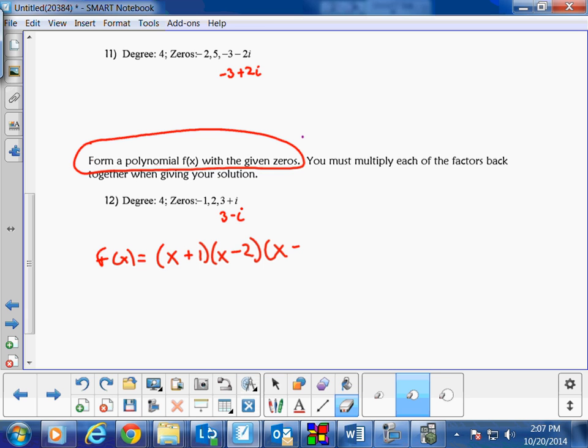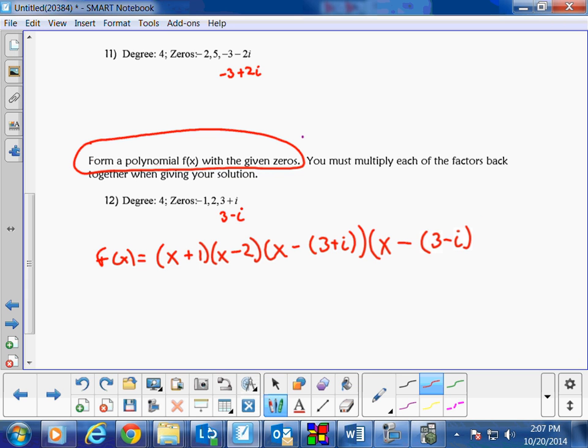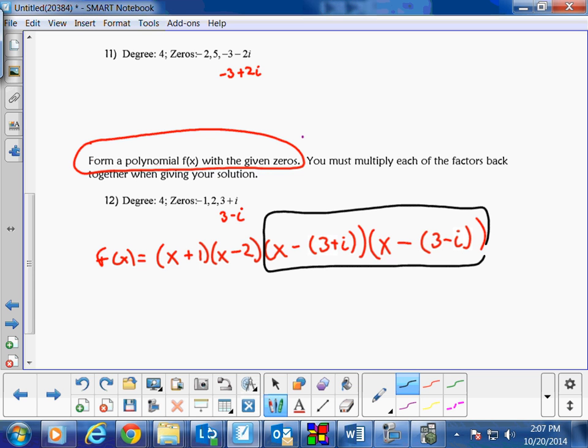x minus 3 plus i, and x minus 3 minus i. Okay. It's this section right here that I was talking about. You want to use the shortcut method. So now try this yourself. See if you remember the shortcut method. You may want to pause the video.